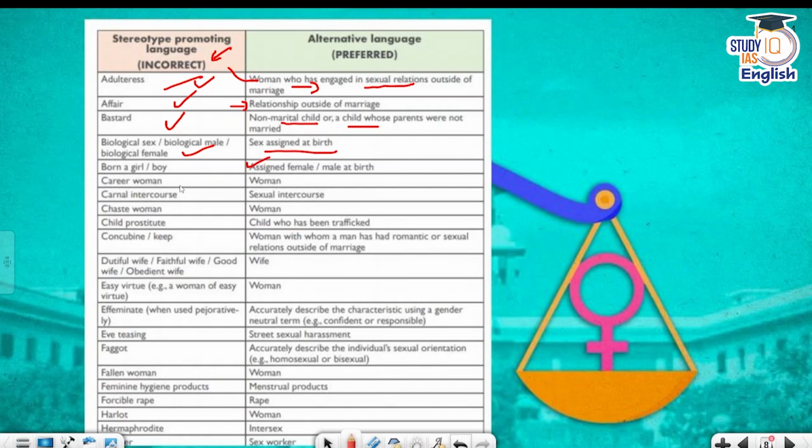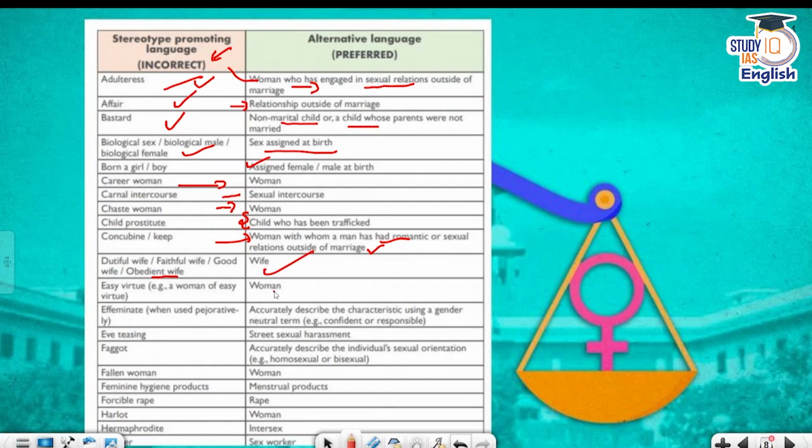Career woman is just a woman. Carnal intercourse is sexual intercourse. Chaste woman is also just a woman. Child prostitute is a child who has been trafficked. They are not mentally aware and capable. They are not above 18 that they can make that decision for themselves. Concubine or keep, woman with whom a man has had romantic or sexual relations outside of marriage. Dutiful wife, faithful wife, good wife, obedient wife is just a wife.